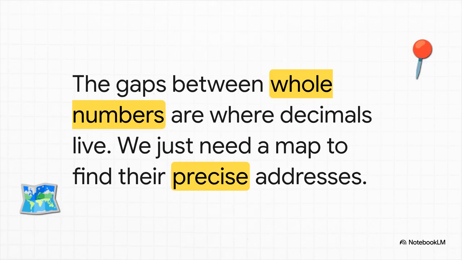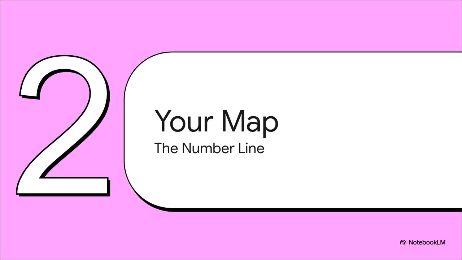And this right here is the heart of the puzzle. See those gaps between the whole numbers? They aren't actually empty. Oh no, they are jam-packed with decimals. To find them, we just need a good map to show us their precise addresses. And that brings us to our most essential tool for this whole quest. The map we're going to use is the number line itself, once you know the secret to reading it properly.